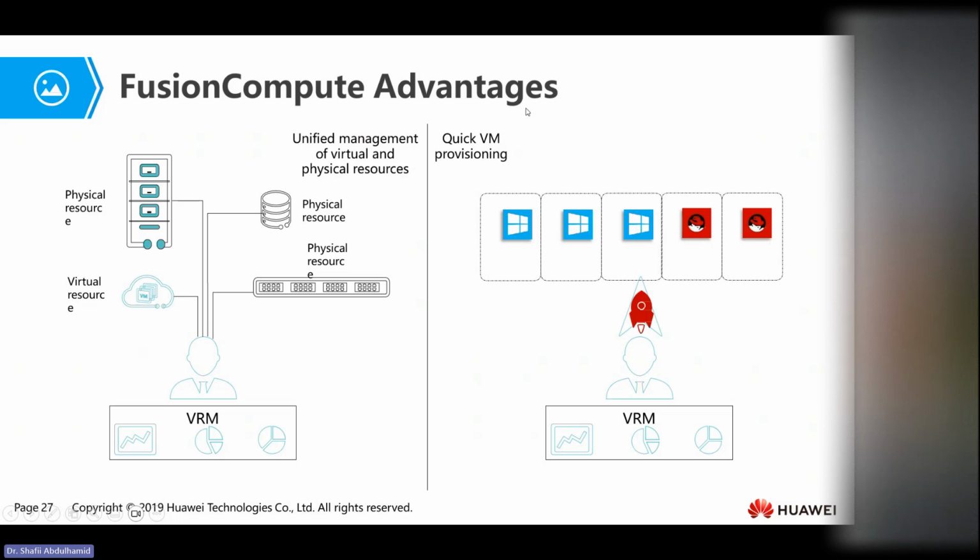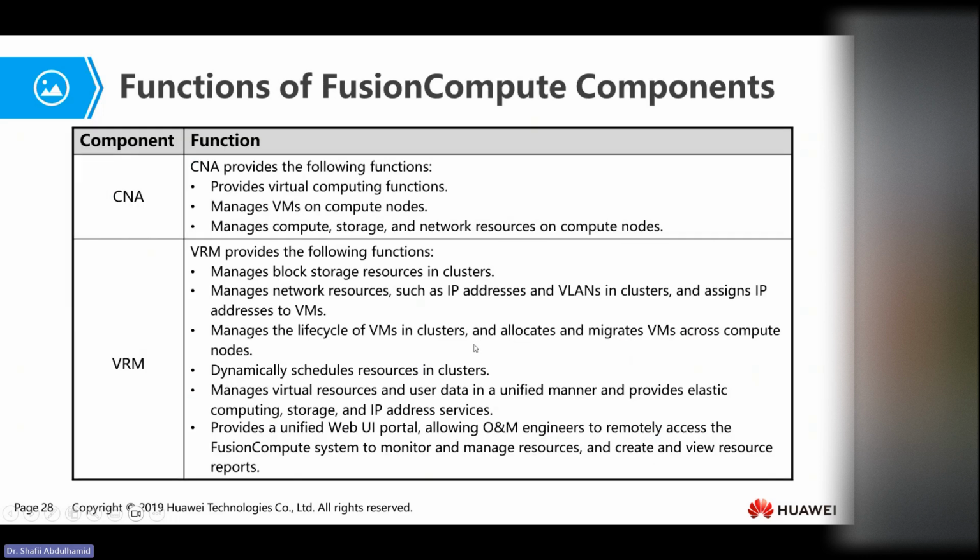So FusionCompute has some advantages. Some of the advantages are unified management of virtual and physical resources. This is one of the important advantages. And quick virtual machine provisioning. Provisioning means that if it's requested, they can easily assign the virtual machines. Provisioning or allocation, similar, or sometimes it's called scheduling. These words are used interchangeably in most cases. So provisioning of virtual machines is very easy using FusionCompute. This is another very good advantage.